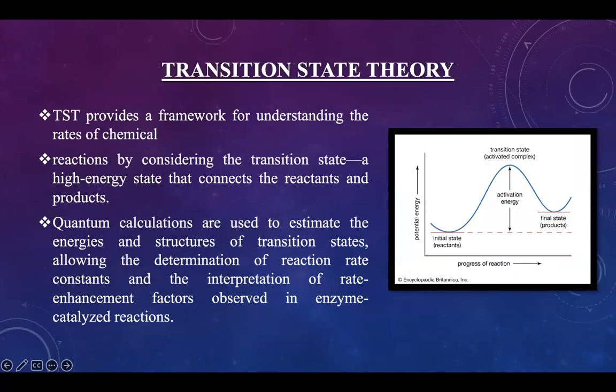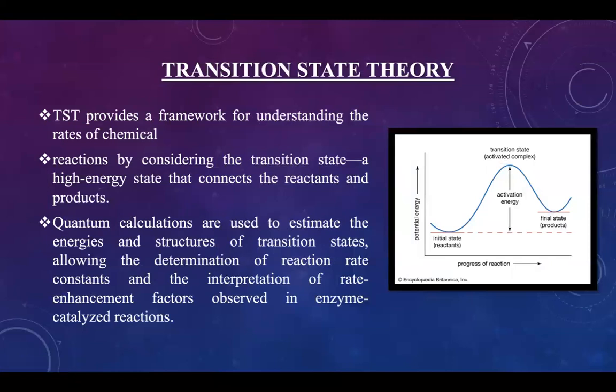Transition state theory. Transition state theory provides a framework for understanding the rates of chemical reactions by considering the transition state, a high energy state that connects the reactants and product. Quantum calculations are used to estimate the energies and structure of transition states, allowing the determination of reaction rate constants and the interpretation of rate enhancement factors observed in enzyme catalyzed reactions.